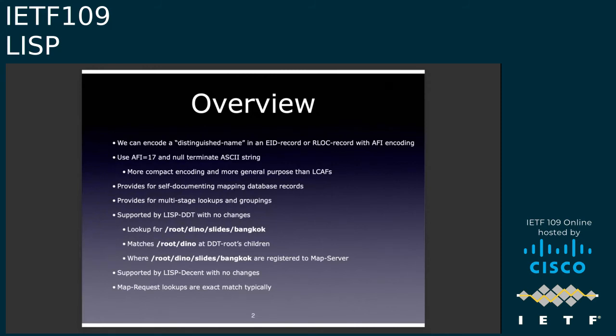Map request lookups are usually doing exact match. So if you have a fixed name, or maybe a hash of a public key that's been defined as fixed length, you're always doing a lookup with a mask length, and you're always getting the map reply back with the same mask length. That's what I meant by exact match. Next slide.